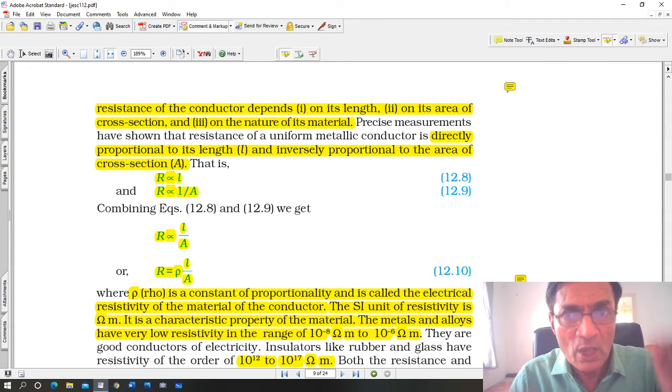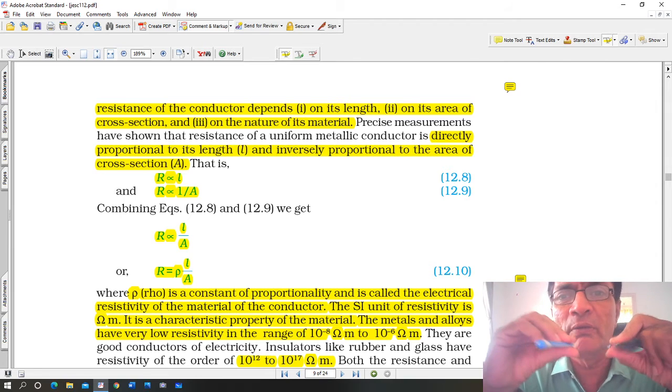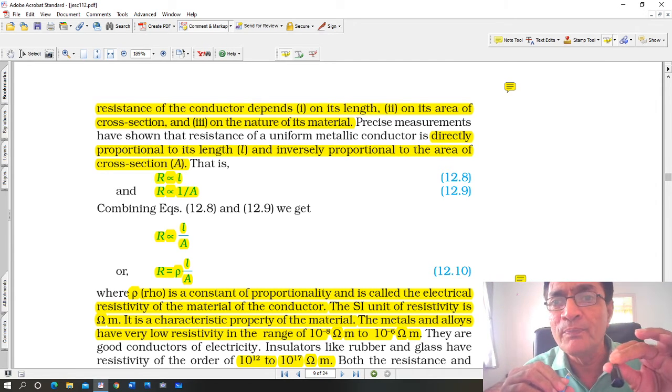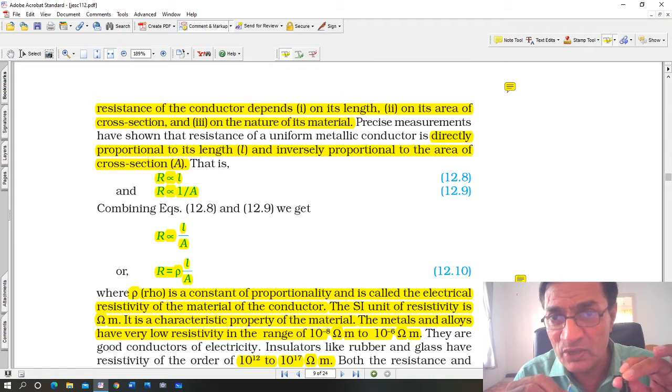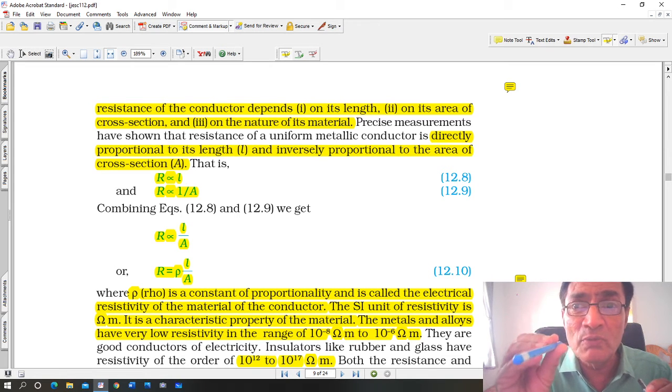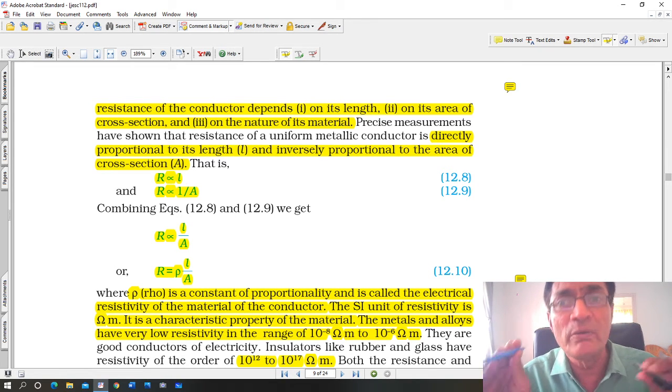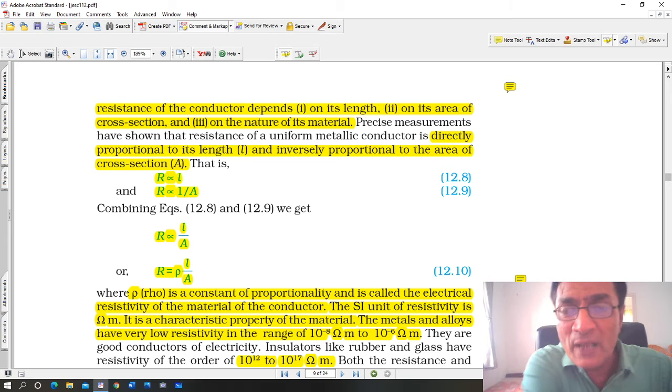So if I want more current, which one will I choose? I will choose this one. Why? Because the resistance will be less. In the other case, the resistance will be more, and therefore the current through it will be less. So if I want to pass more current, I should choose a thicker wire.